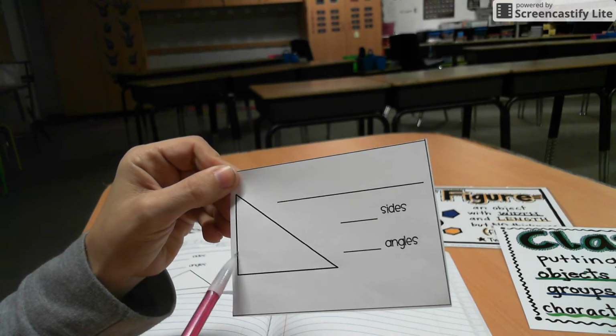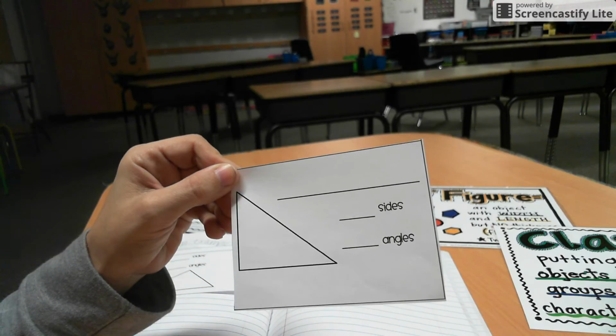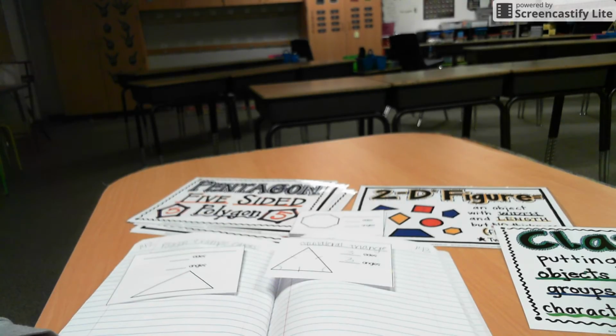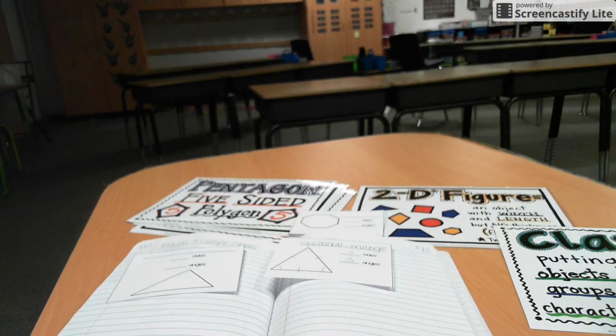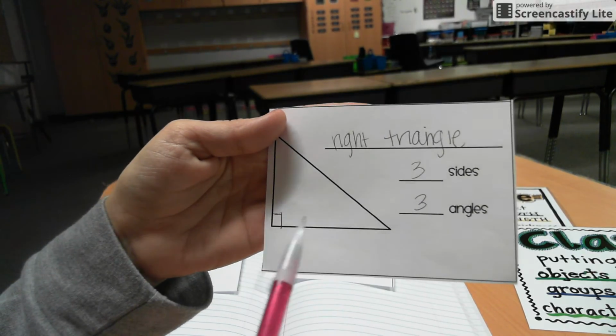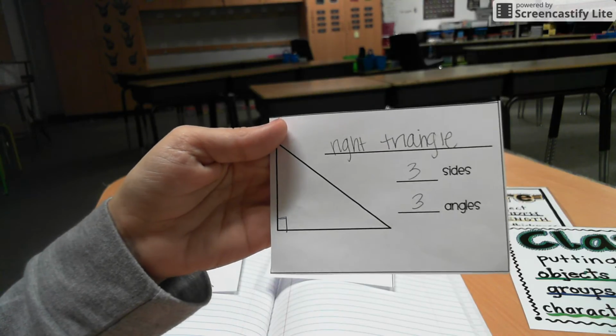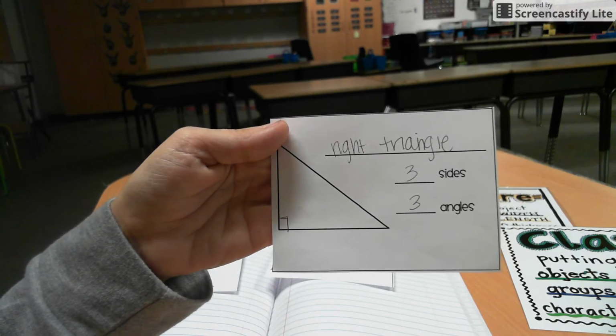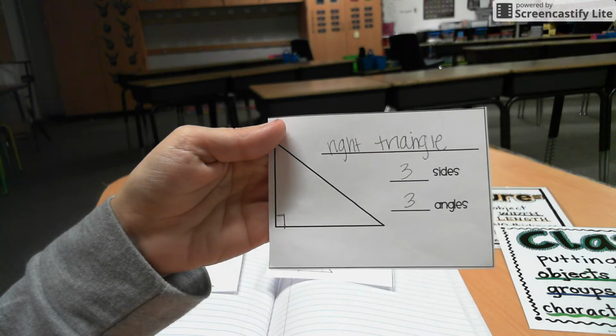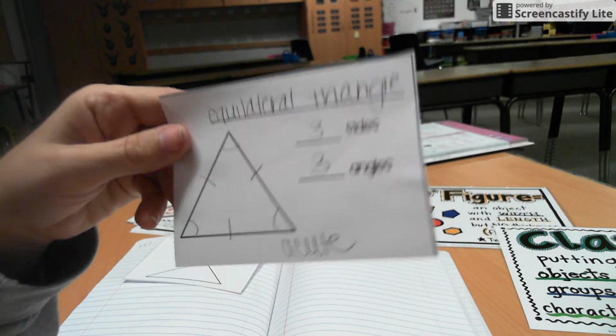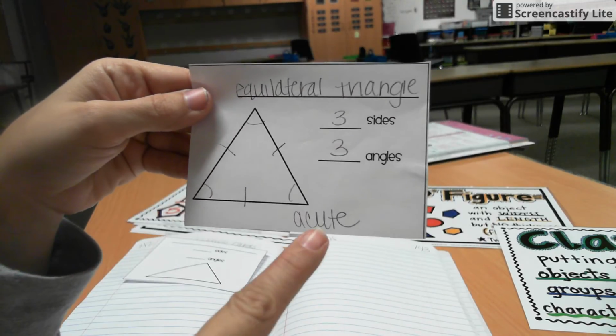Looking at this triangle, ooh, I noticed something over here. What do you notice? What kind of angle is that? It's a just right angle. So that means my triangle is a right triangle. It still has 3 sides. It still has 3 angles. I just know one of my angles is exactly 90 degrees. So let's go ahead and write that one down, and then we're going to put it in the stack with the other one.